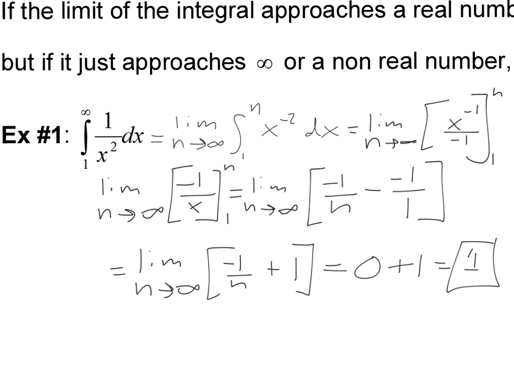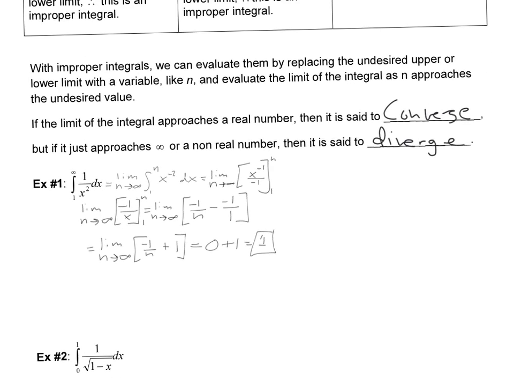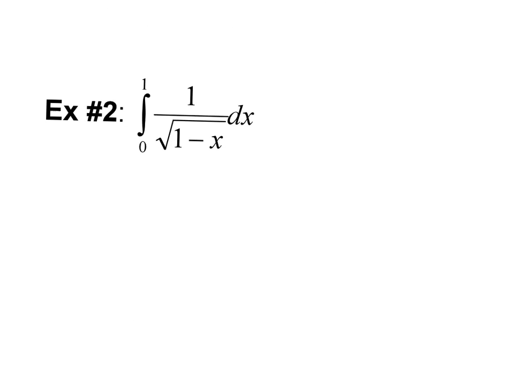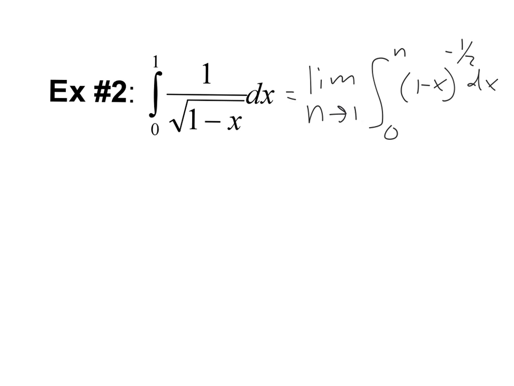So even though it was an improper integral, we were actually still able to find it. The answer is 1, and it converged to 1. If it diverged, there really wouldn't be an answer. Okay, so let's try this next one. What's wrong with this one? Well, if I put a 1 in here, I'd get a 0 in the denominator, so that's no good. So I'm going to write that I really want the limit as n approaches 1 of the integral from 0 to n of, and I'm going to write this a little bit differently. I'm going to write this as (1 minus x) to the -1/2 power dx.